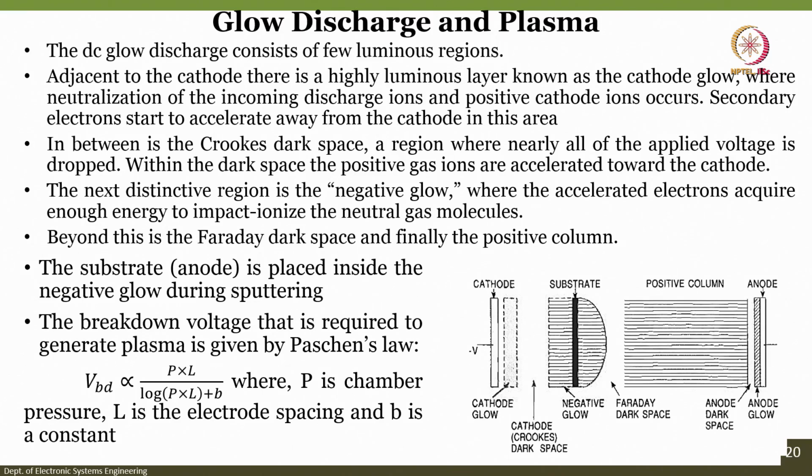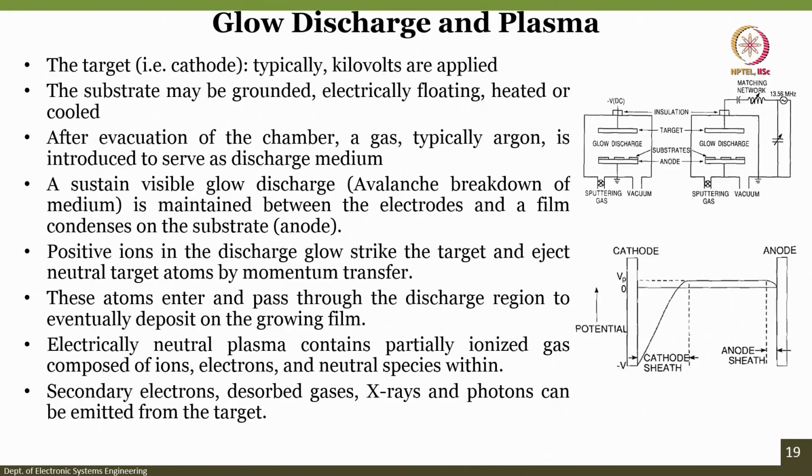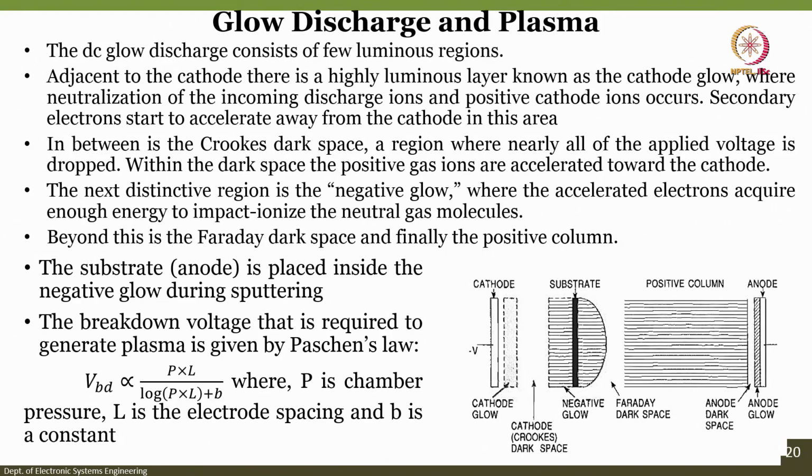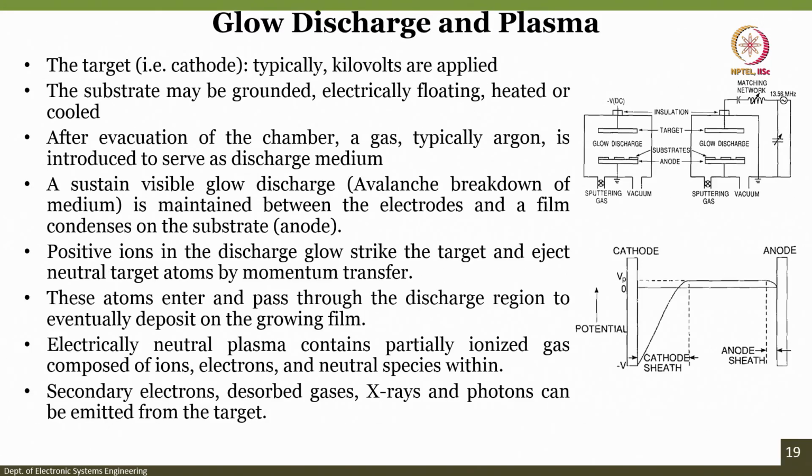In fact, let us do this thing. Let us finish the glow discharge and plasma, and we continue DC sputtering in the next class. Okay, so let me continue. So, the glow discharge and plasma, what exactly this means. This glow discharge and plasma comes into play when we go for sputtering. So, let us understand first glow discharge and plasma, and then we go further into the mechanism.